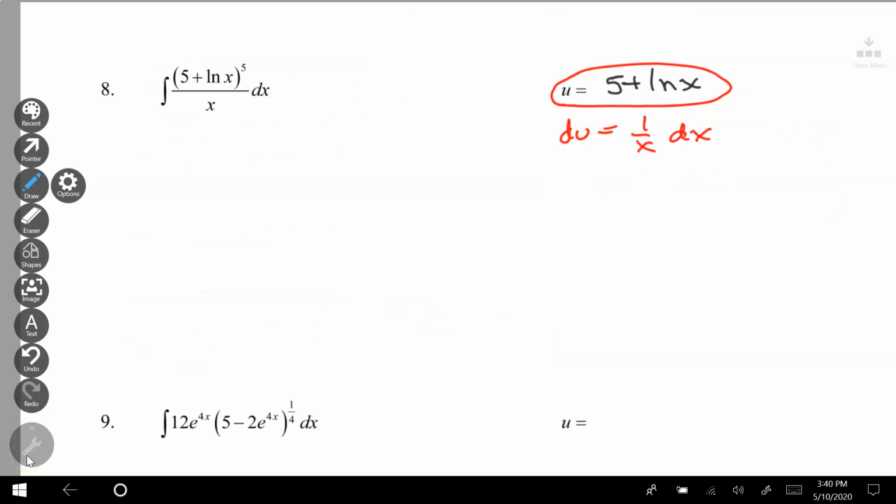Okay, for this next problem, I decided the u is going to be 5 plus ln of x. Its derivative du is equal to 1 over x dx. And it's hard to tell, do I really have a 1 over x dx in this problem? I do. If I rewrite this, this is the integral of 5 plus ln of x to the 5th times, since x is in the denominator, it's really 1 over x dx.